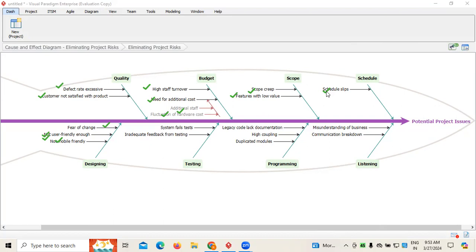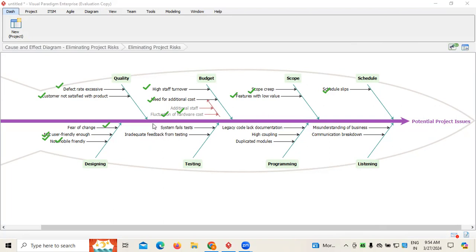Because as long as we have not planned the schedule properly based on the manpower, based on the complexity of the project, etc., then these schedules may have some difficulty in being maintained. So skipping of schedules will also be one of the potential project issues which we may come across.